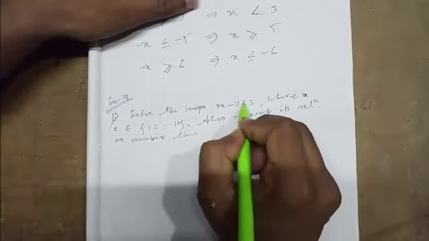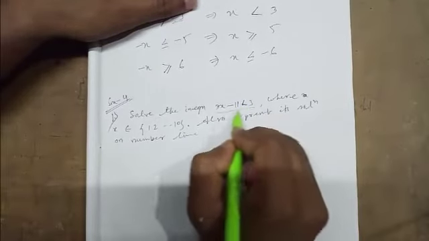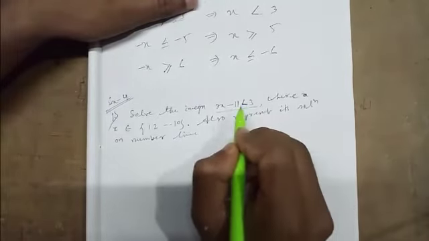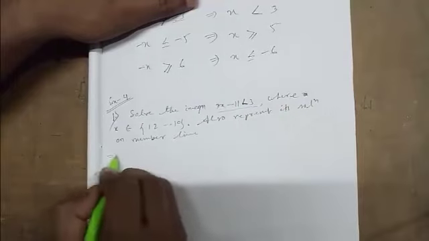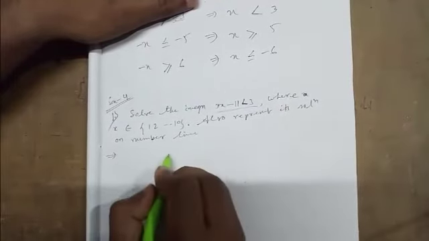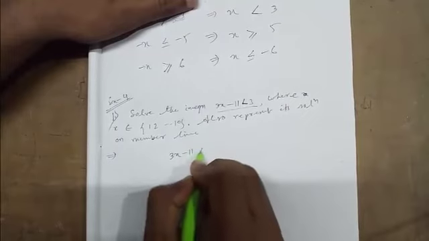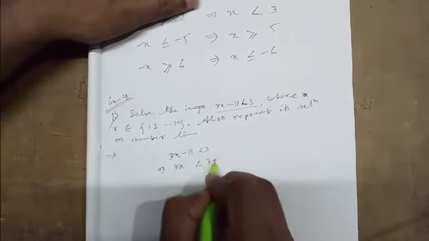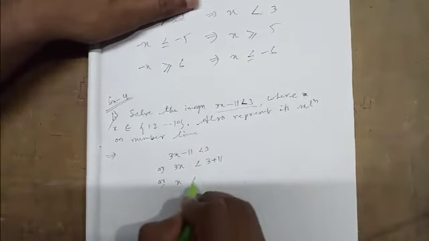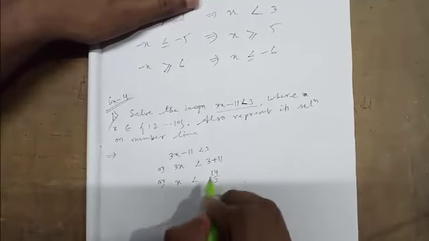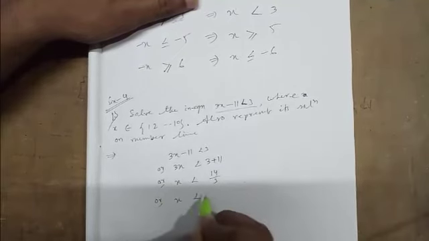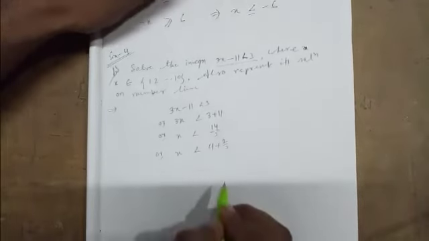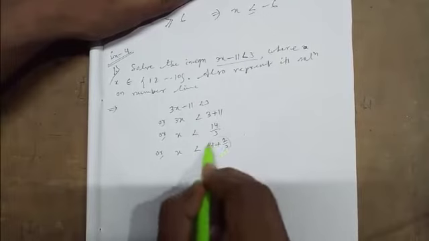First of all, we have to solve this inequation. This is an inequation. Why? Because it has a less than sign, not an equal sign. So let's solve this inequation. 3x minus 11 less than 3, or 3x less than 3 plus 11, or x less than 14 by 3, or x less than 4 plus 2 by 3. That means x is less than this value.